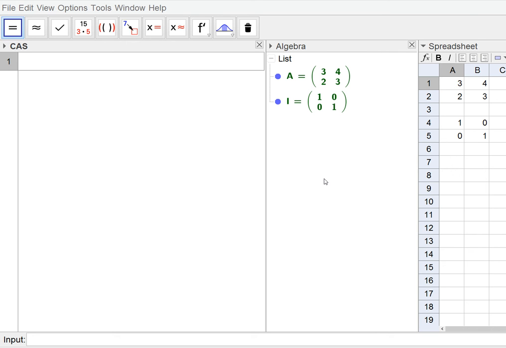Hi Llamas, a short video on finding the eigenvalues and eigenvectors associated with a 2 by 2 matrix using GeoGebra.